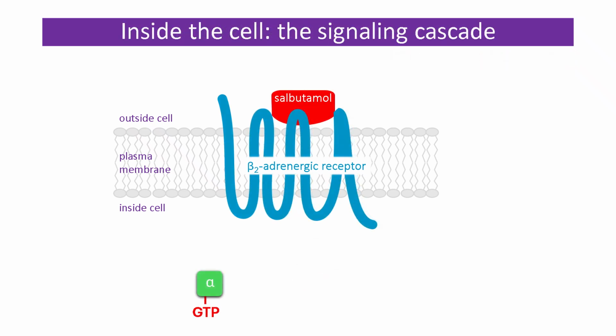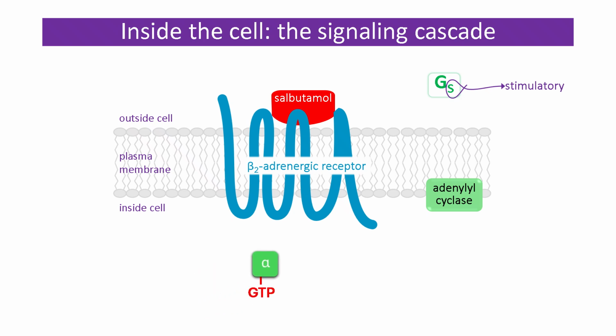The G protein activated by the beta-2 adrenergic receptor is called GS, a stimulatory G protein which targets the enzyme adenyl cyclase. The activated alpha subunit of GS binds to and stimulates adenyl cyclase. This enzyme converts ATP into cyclic AMP inside the cell.